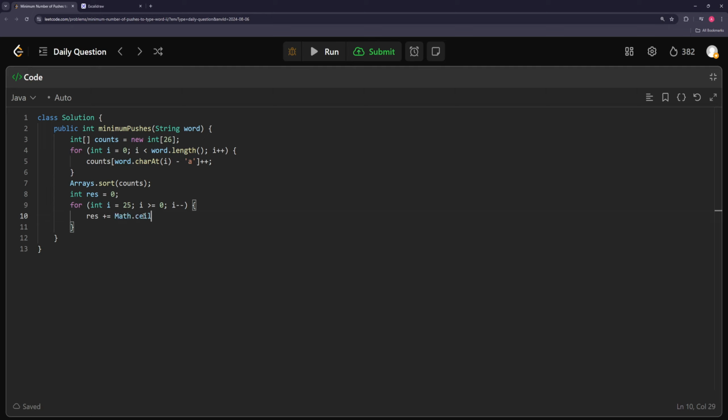equals ceiling of the index, which is going to be, I think, 25 minus i plus 1. Is that correct? So if i is 25, this will be 1. If i is 24, it will be 2. If i is 23, yeah, I think that's correct. Okay, so we want this index divided by 8. But if we do this in Java, this is an integer divide, so this will be 0. So I think we can do that to make it a decimal divide. And then you do a decimal divide, round up, and then multiply by counts of i.